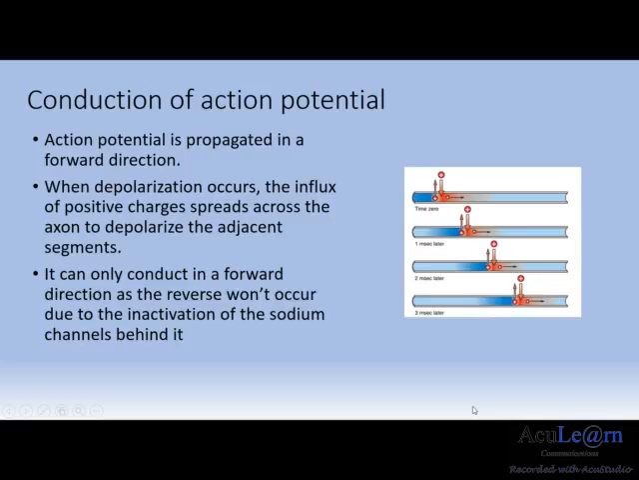For information to be transferred, the action potential has to be conducted down across the axon. The way this happens is in a forward direction. When depolarization occurs, there is a surge of positively charged sodium ions flowing through the membrane as the sodium channels open. These positive charges act to also depolarize the neighboring areas of the membrane, pushing them towards threshold levels. This leads to them having the adjacent sodium channels opening as well. This continues in a forward direction down across the axon. The reverse cannot occur as there is a period of inactivation of sodium channels when they close after depolarization.